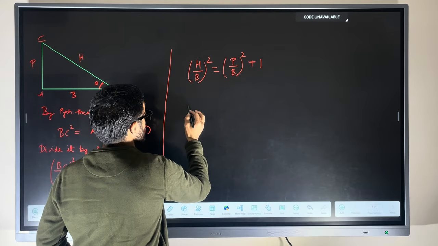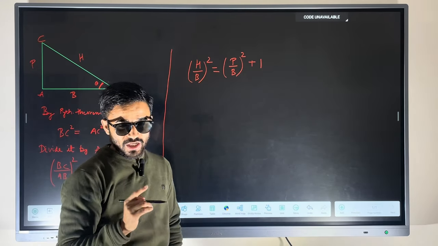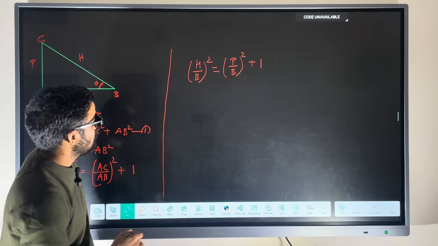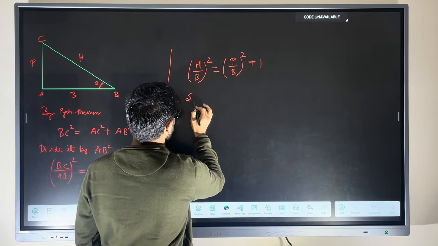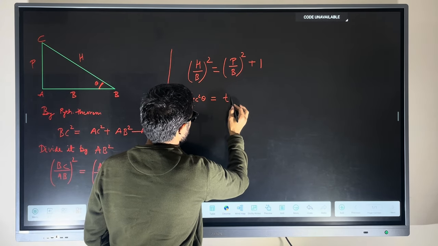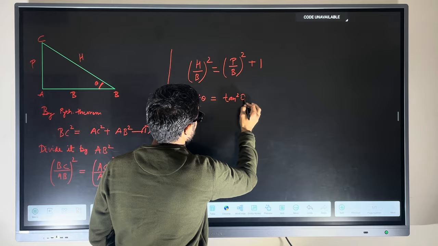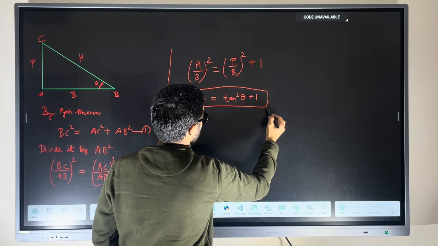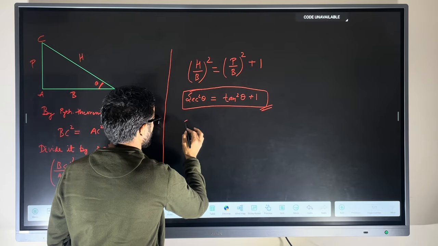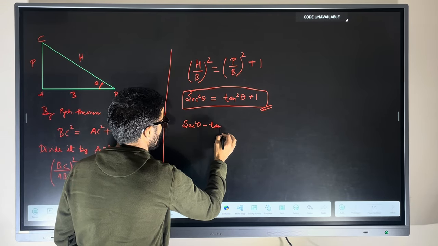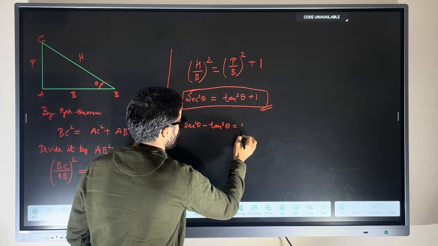Okay, so hypotenuse upon base, we know that base upon hypotenuse is cos theta and it is just the inverse of that, so it will be sec theta. So we can write sec square theta is equal to, this is tan theta, now this is tan square theta plus 1. So here we have our third formula. We can also change it like sec square theta minus tan square theta is equal to 1.